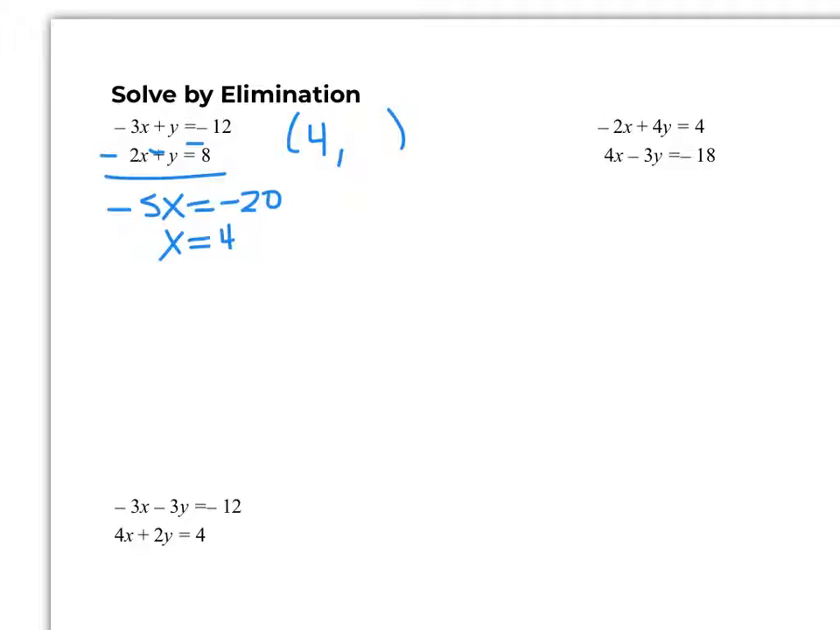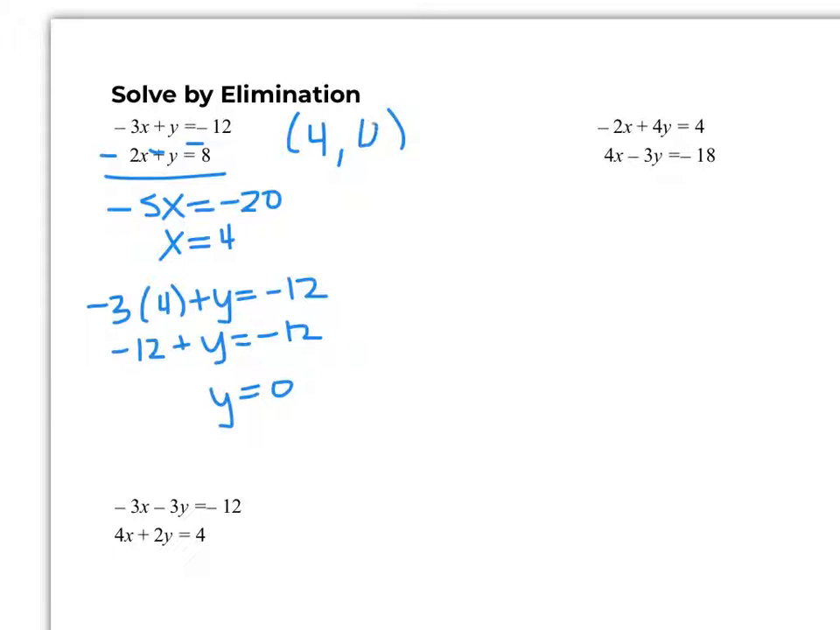Now I choose an equation to substitute in that 4 and solve for y. I always choose one, if I've written on it, I choose the one I didn't write on. So negative 3 times 4 plus y equals negative 12. So negative 12 plus y equals negative 12, which means y equals 0.